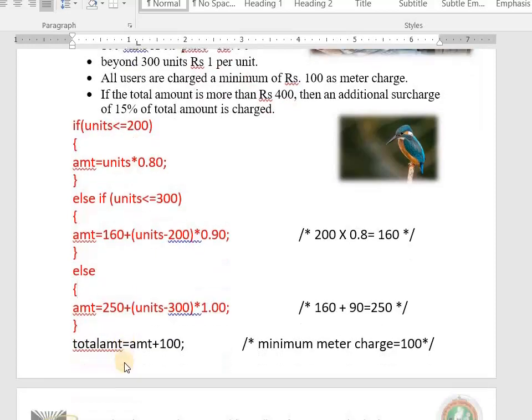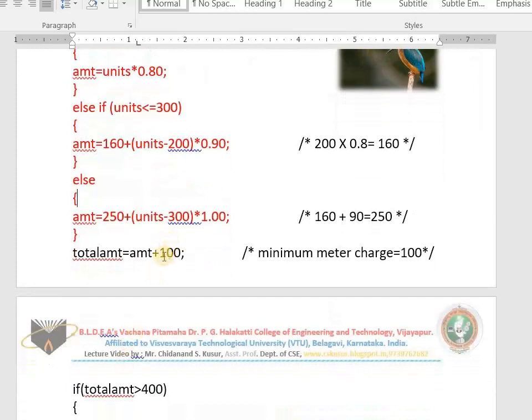Then the minimum meter charge, you have to add 100 rupees. Total amount is equals to, total amount means including meter charge. Already we calculated the amount as per the number of units consumed. To that amount for the units consumed, we add 100 rupees, the minimum meter charge of 100 as given in the problem.